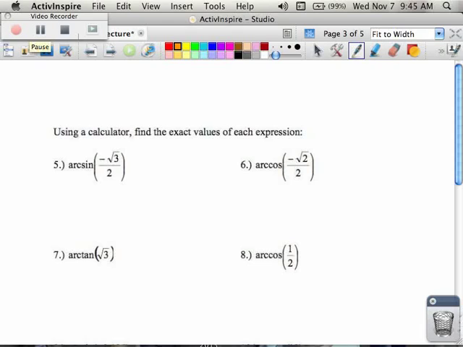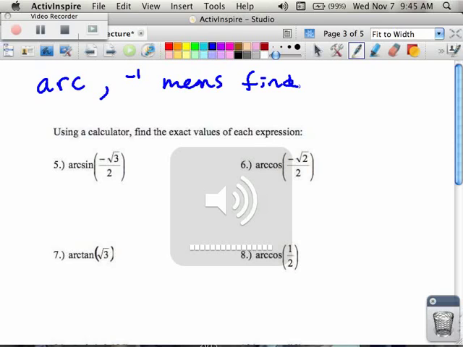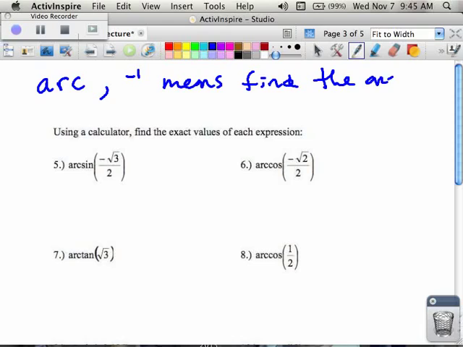Means find the angle. Arc and inverse mean find the angle. So whenever you see this, that means find the angle that has a sine of negative root 3 over 2.